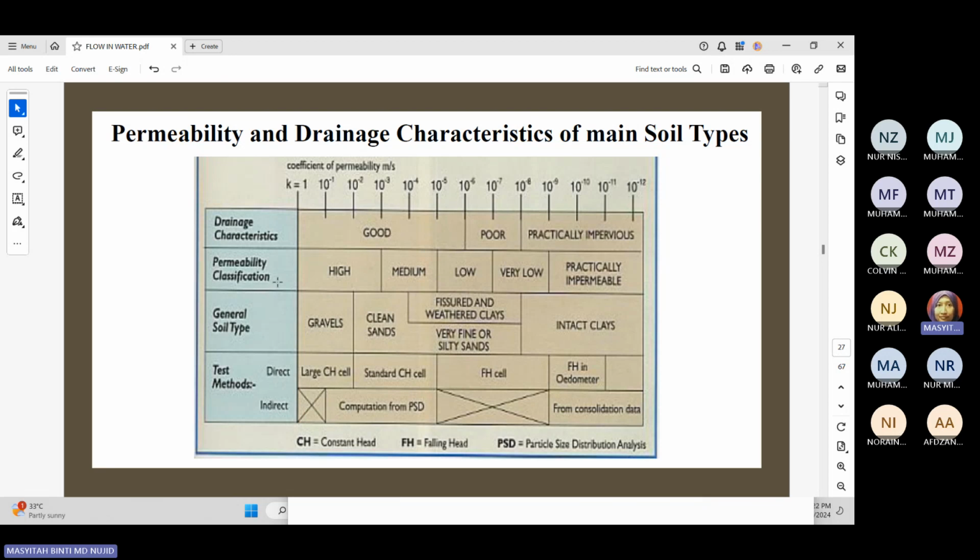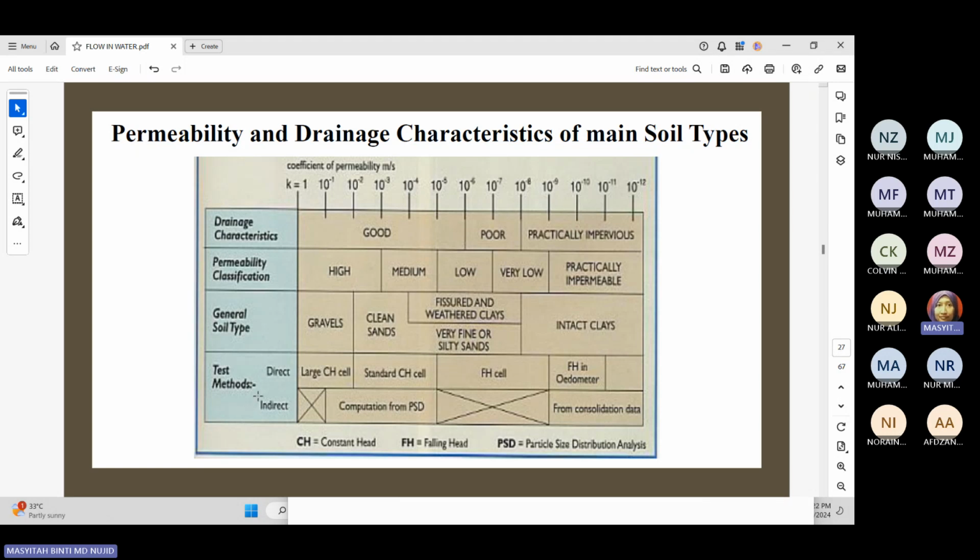Okay, if you look at this chart, it indicates the drainage characteristic of the soil according to its type. Usually the drainage characteristic also depends on particle size, particle shape and also the grading. So whether gap graded, well graded or uniformly graded, they will affect the drainage characteristics. The drainage characteristics are indicated by the coefficient of permeability in unit meter per second. For example, if you look from left to right on this scale, from the largest K to the smallest K. It also indicates the drainage characteristic, permeability classifications, general soil type and also test methods.